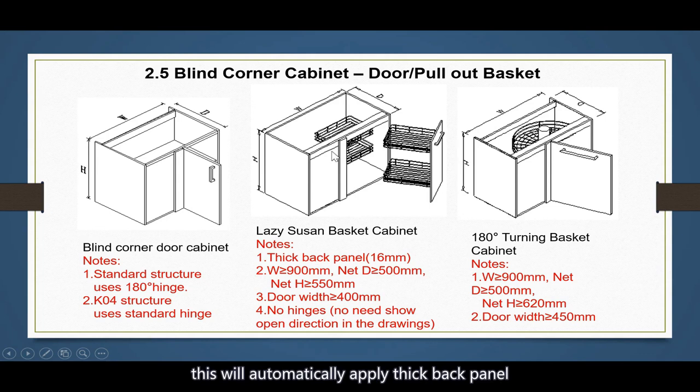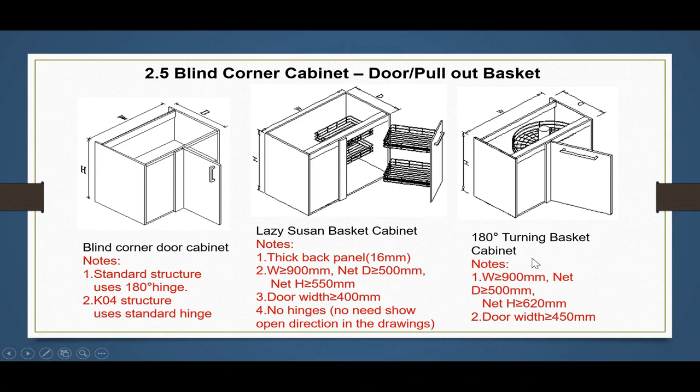This will automatically apply the back panels, and the width must be greater than 900 millimeters to install the lazy Susans. The other options' requirements are right here. The door width needs to be greater than 400 millimeters, or this pull-out cannot be pulled out. And the second one is this 100 degree turning basket. This is similar to our standard blind corner cabinet models right here. The width needs to be greater than 900 millimeters, and the door width needs to be greater than 450 millimeters.